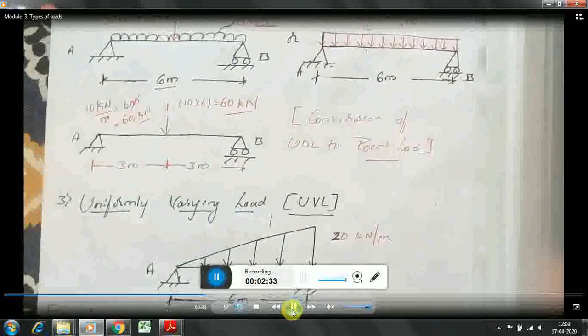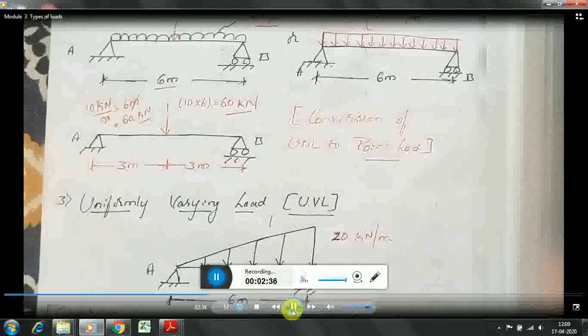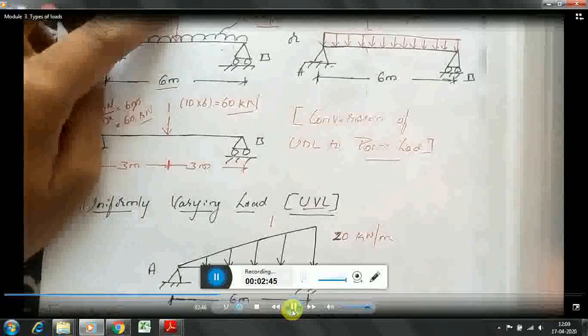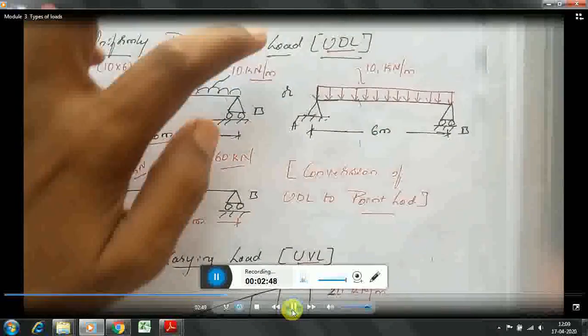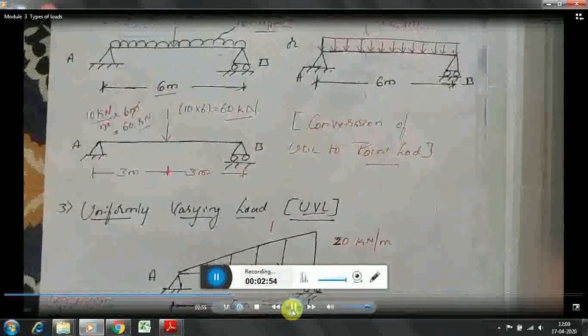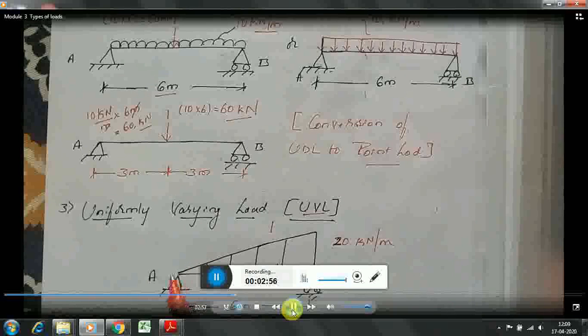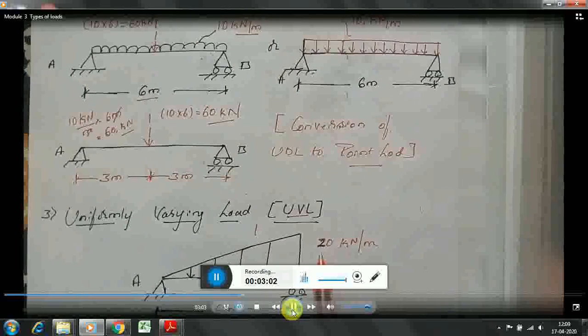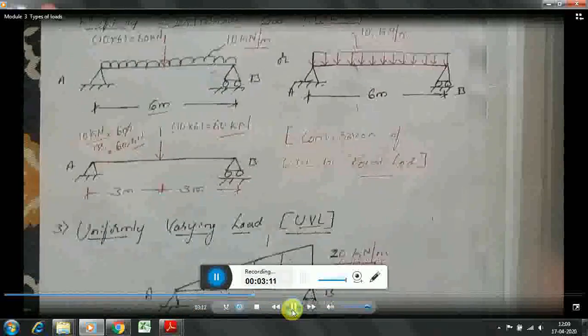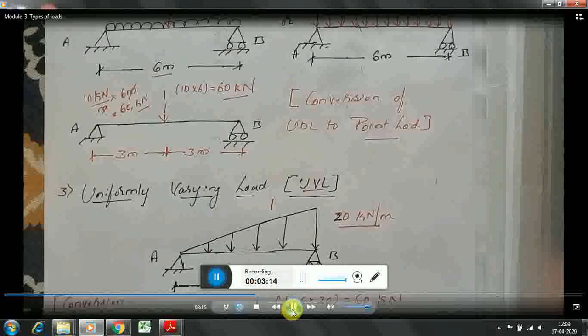Then one more type of load is there, that is uniformly varying load. The short form is UVL. Now I will explain the difference between UDL and UVL. See here, in UVL the intensity is completely zero at the left support and it rises linearly and attains a maximum value of 20 kilonewton per meter. But in UDL, the intensity is constant throughout the length of the beam. That is the major difference between UDL and UVL.